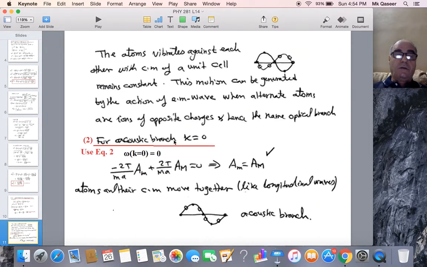Now for the acoustic branch at k equals 0, again we substitute in equation 2 omega at k equals 0, which is 0. We get this expression. It means that A sub m small is the same as A sub M capital, which means that these atoms are in phase. So the atoms and their center of mass move together like this. It looks like longitudinal waves. This is the case for the acoustic branch.